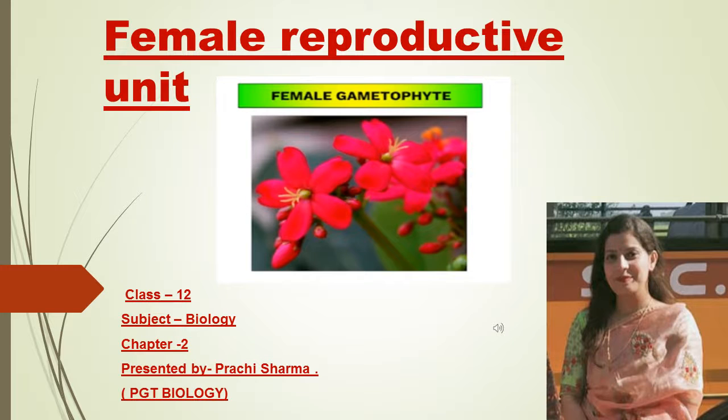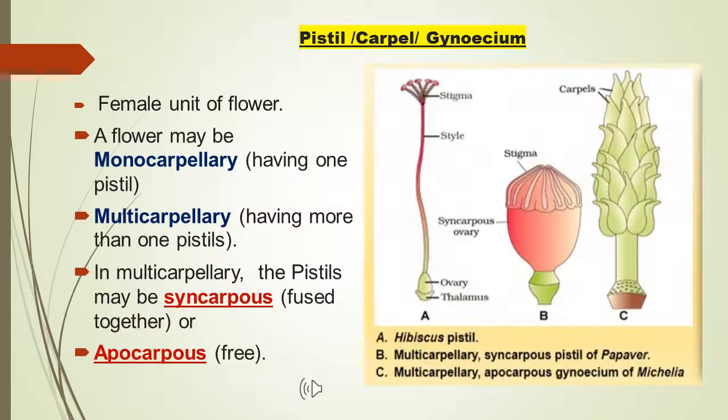Welcome back, students. Today we start our topic: structure of the female reproductive unit, or the female gametophyte, in angiospermic plants. Let's start. As we know, the pistil or gynoecium represents the female reproductive unit of a flower. The gynoecium may have a single pistil. This condition is called monocarpellary. And if the gynoecium has more than one pistil, it's known as multicarpellary.